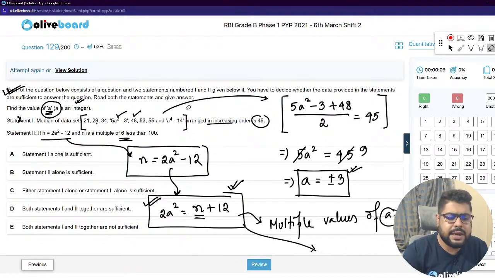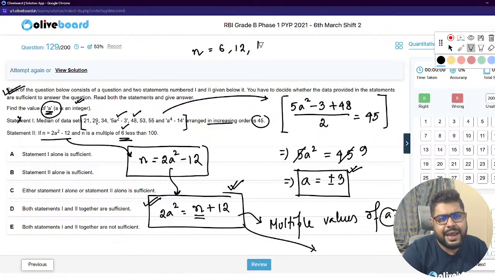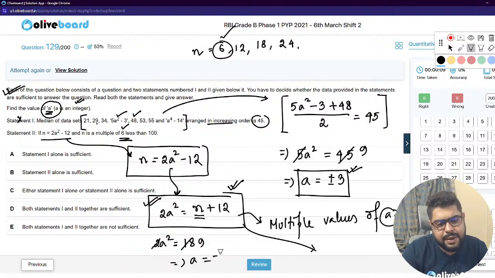Let's take the multiples of 6. Multiples of 6, if I take, it will be 6, 12, 18, then 24 and so on. Check once, sir. If I put 18, it is giving us 30. 24 not possible. 18 is possible, sir. If I put 6, you see, 2a square becomes 18, sir. So a square becomes 9. Again the problem, a becomes both values, plus minus.